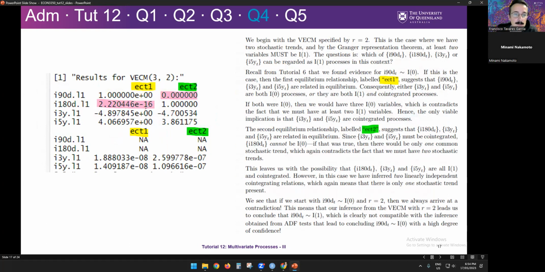Second, our second equilibrium relationship here. So 0 for the I90. So there should be an equilibrium relationship between these three. Combining these three should end up with an I0, combining them somehow. So just the I80, I3, and I5 are in equilibrium. Since I3 and I5 must be co-integrated, based on the first one, these two must be co-integrated. So we already know I1 and I1.